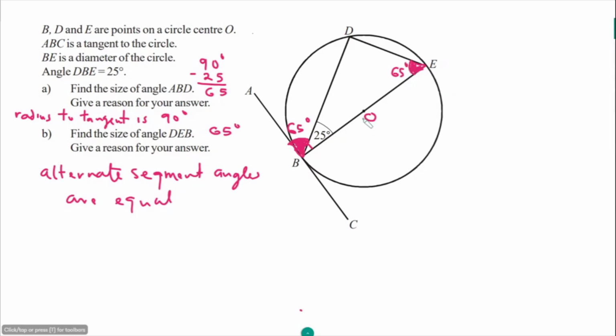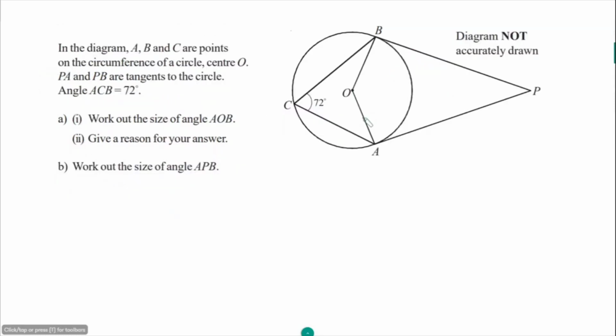All right, so that's done. So we go to the next question. In this diagram, A, B, C are points on the circumference of a circle with center O, and PA and PB are tangents to the circle. The angle ACB is 72 degrees, and we need to work out the size of angle AOB.